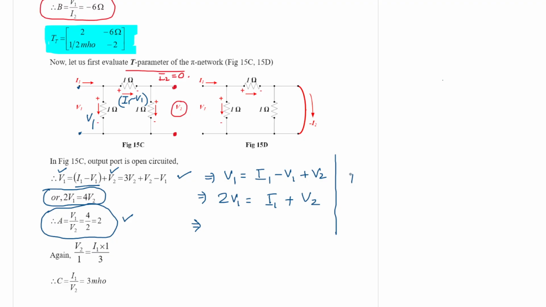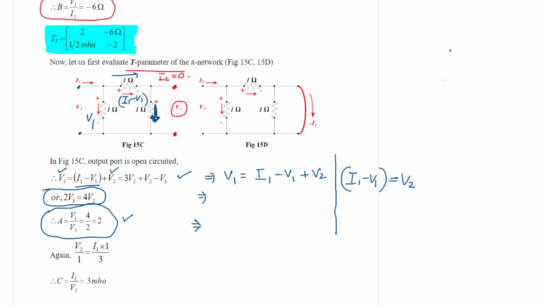I1 minus V1 is flowing through this 1 ohm resistance, and this current is the same as this current, right? Now what is this current? This current is nothing but V2. So I1 minus V1 is equal to V2. So I1 minus V1 you can directly write as V2.